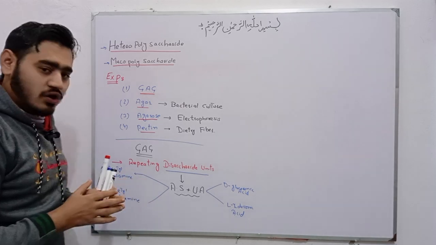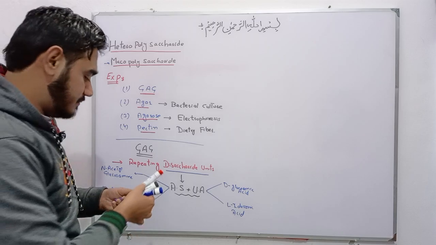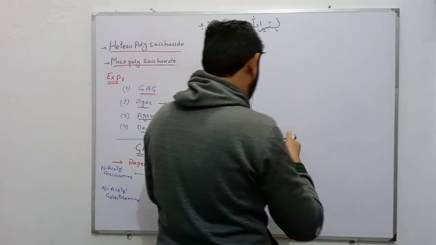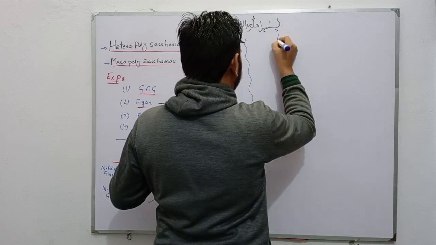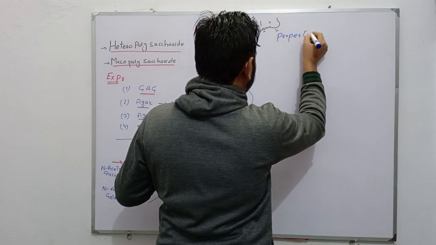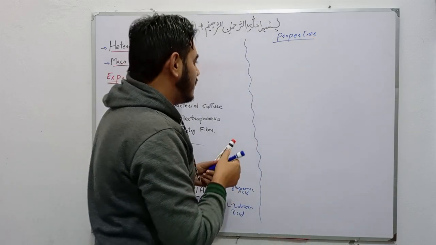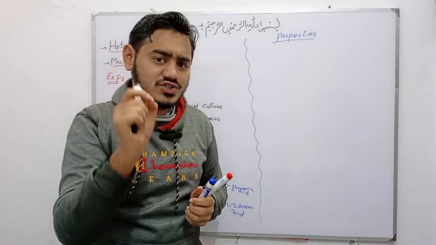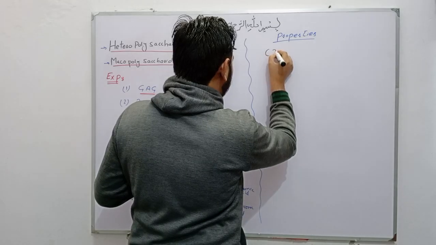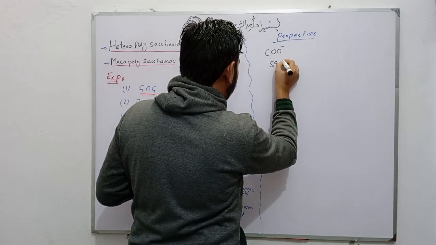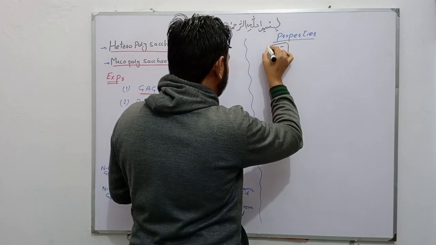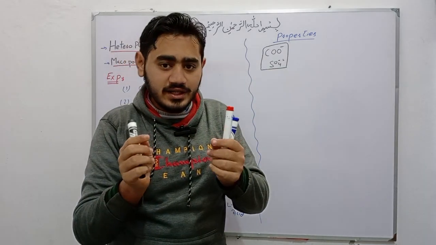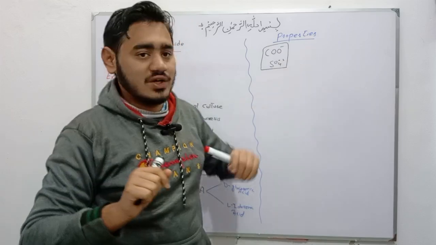Okay students, now coming to some important properties of glycosaminoglycan. Students, glycosaminoglycan contains a large number of negatively charged groups, that are carboxylate groups and sulfate groups. Due to these negatively charged groups, glycosaminoglycans tend to repel each other due to the same charges.